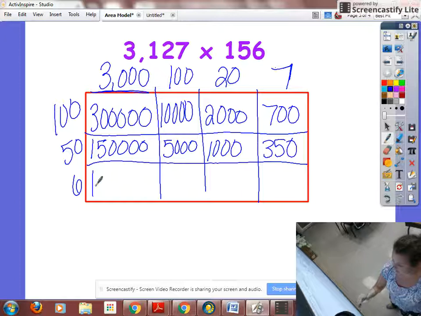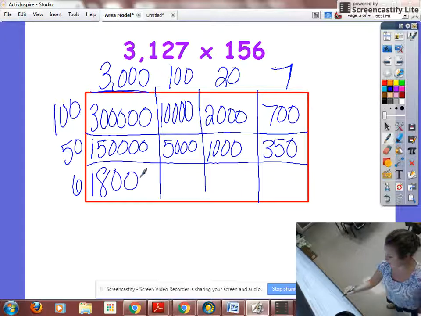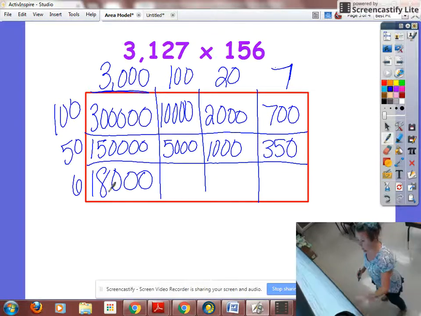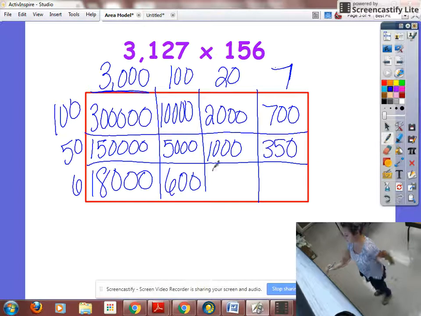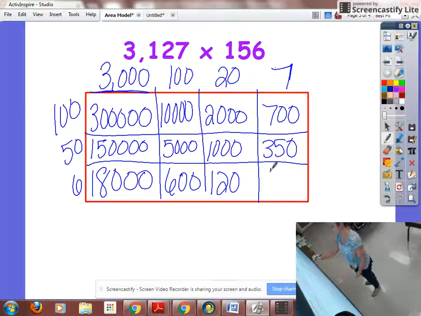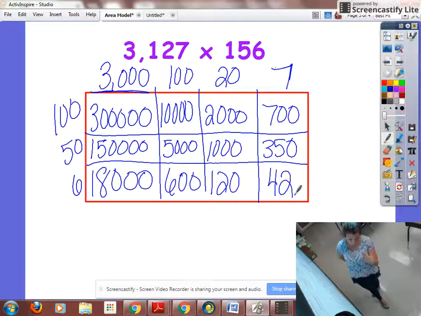Okay, now the bottom row. 3,000 times 6 is 18,000. 6 times 100 is 600. 6 times 20 is 120. And 6 times 7 is going to get me 42. Okay, so that's a lot, but it's one way to solve a multiplication problem. So let's do some mental math and help ourselves out.